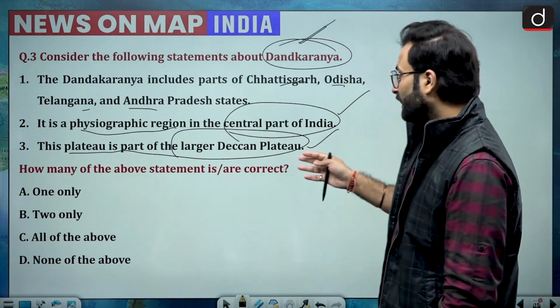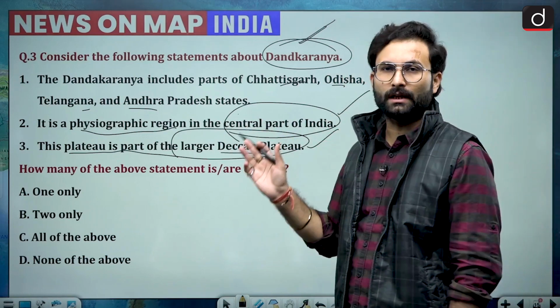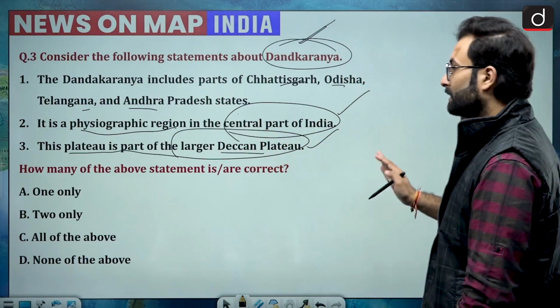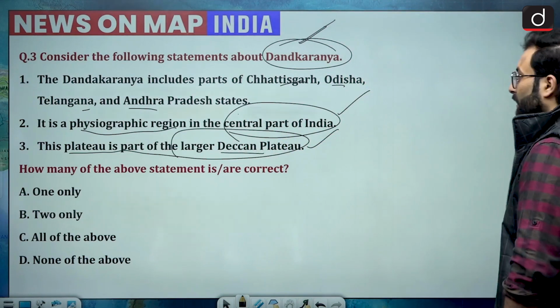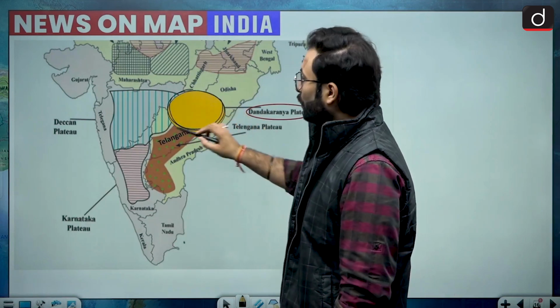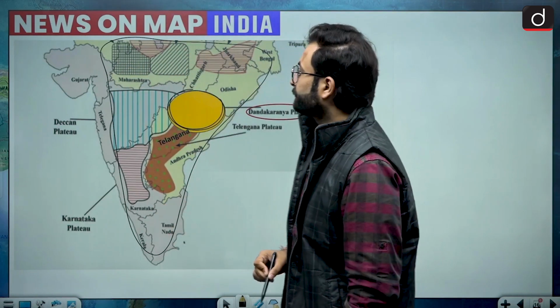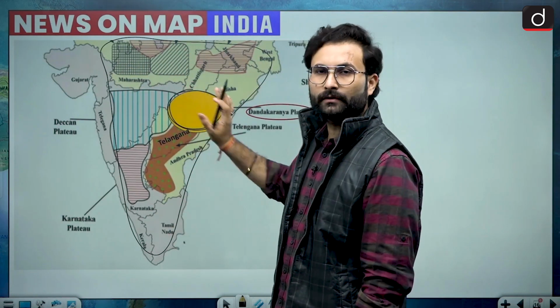So that is why do not say that if this is the Deccan part, this is the central part, so both cannot be true. There are chances that both statements can be true. So let's have a look. Here you can say this is the area of Dandakaranya. So this is the plateau part, and you can say that this is part of the Deccan Plateau as well.